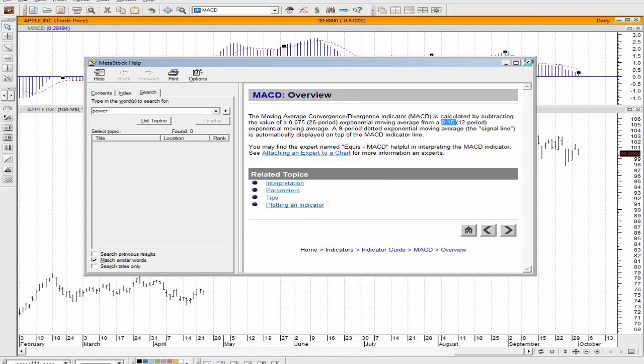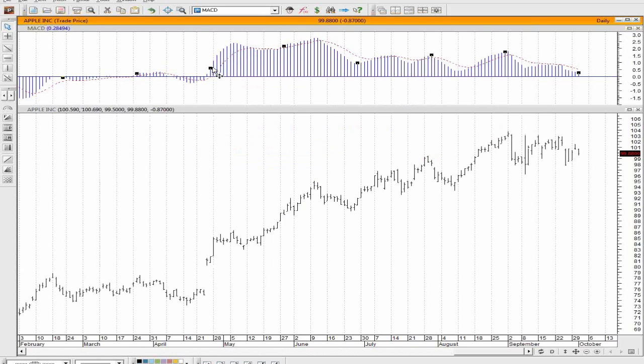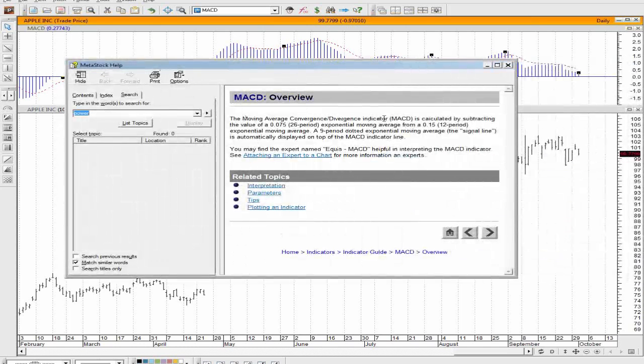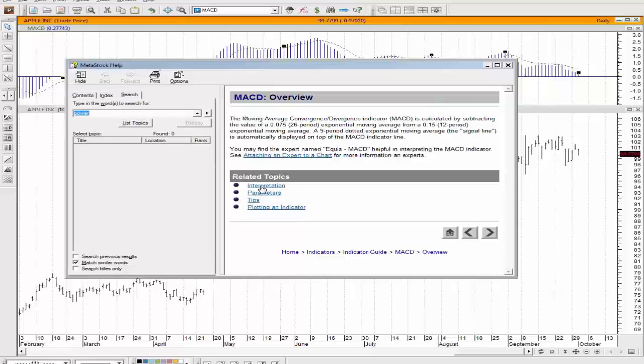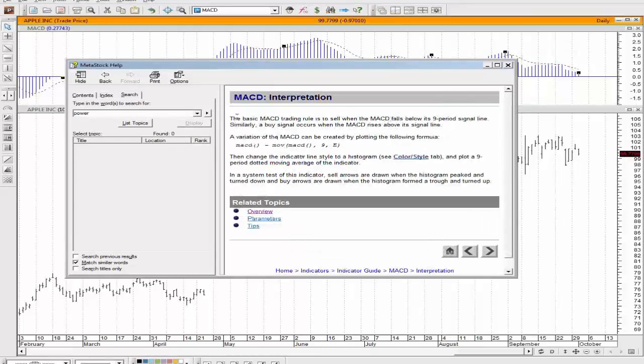Okay, so let me go ahead and close that down. Actually, before I do that, notice in here you've got all kinds of helpful information. This is just telling you the calculation of it. There's an interpretation here that'll tell you exactly how you'd read the indicator, parameters, tips, those types of things. So if we click on interpretation, it's going to basically say a basic MACD trading rule is to sell when the MACD falls below its signal line. Similarly, a buy signal occurs when the MACD rises above its signal line. So we can very easily go and get an interpretation and an overview and some tips for using that as an indicator.